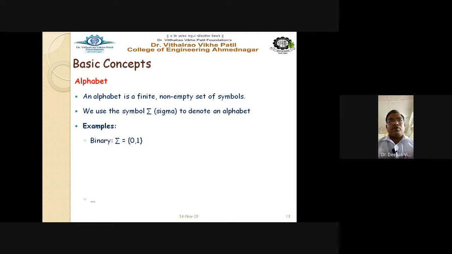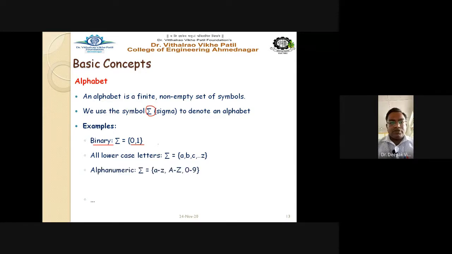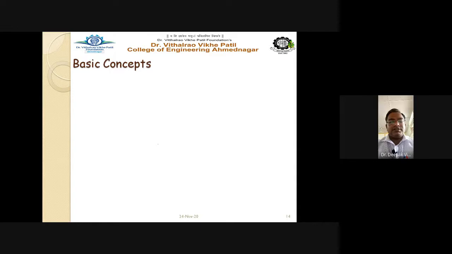Alphabet is a finite non-empty set of symbols and it is denoted by sigma. So you have the binary alphabet comprising 0, 1, or you can have all lowercase letters, that is, sigma is equal to small a, b, c up to z. You can have a combination of lowercase, uppercase and numbers, an alphanumeric alphabet. Then you can have a string. String is nothing but a finite sequence of symbols chosen from the input alphabet sigma.